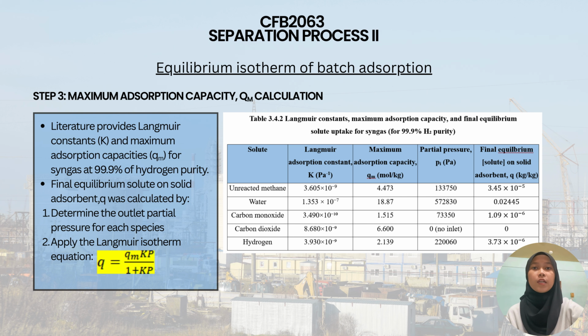In step 3, we calculate the maximum adsorption capacity by using Langmuir isotherm data from previous literature. The Langmuir constant and maximum adsorption capacity were taken from various studies, and these values are summarized in table 3.4.2. To find the final equilibrium uptake, we first determine the partial pressure for each species and then apply the Langmuir isotherm equation as stated in the slide. The same calculation was repeated for all the species with respective values of K and Qm.